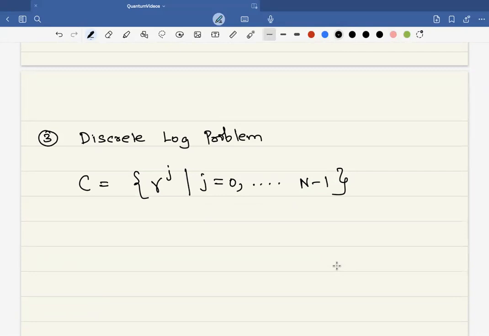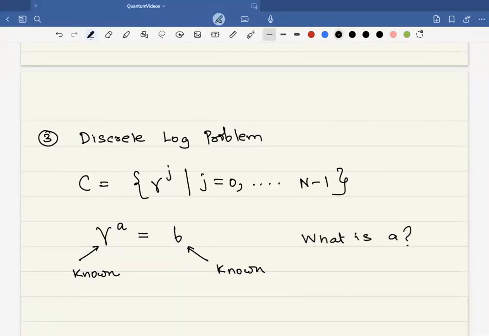Suppose gamma is given and we have gamma to the A is equal to B. Okay, so gamma is known, and we have this B to be known. So both A and B are some integers in this set 0 to n minus 1. Then the question is, what is A? This is known as the discrete log problem, and it has got great applications in cryptography. And it is known classically, by the way, that this problem is quite hard to solve. So given gamma and B, classically it's a hard problem to find A.